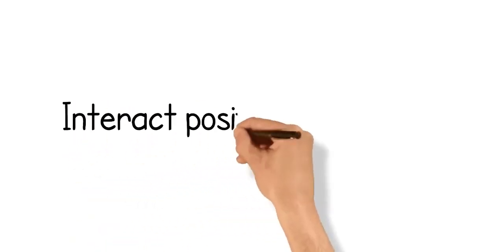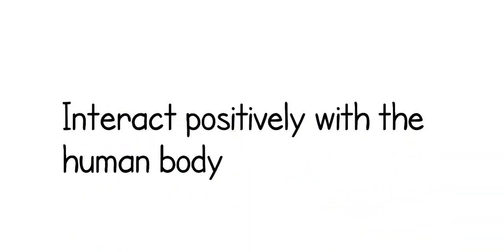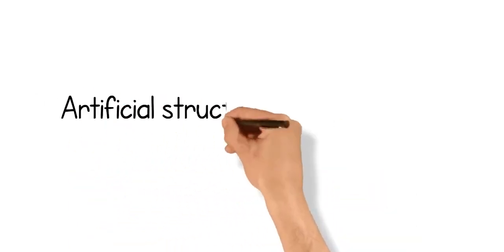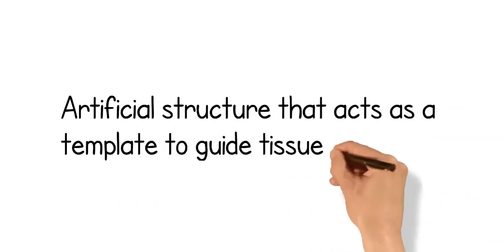Biomaterials are defined as being materials with the ability to interact positively with human cells and are often implanted into the body in the form of a scaffold, an artificial structure that's designed to act as a template to support damaged tissue. Before they can be implanted into the body, scaffolds have to meet certain requirements.